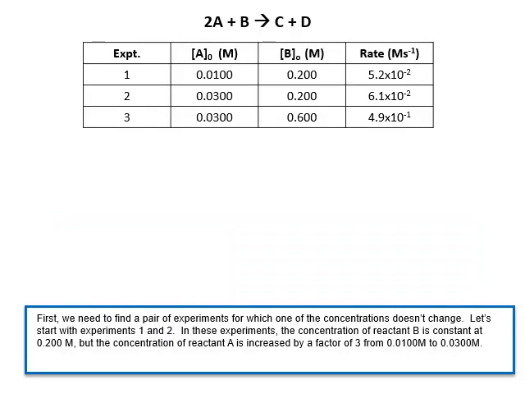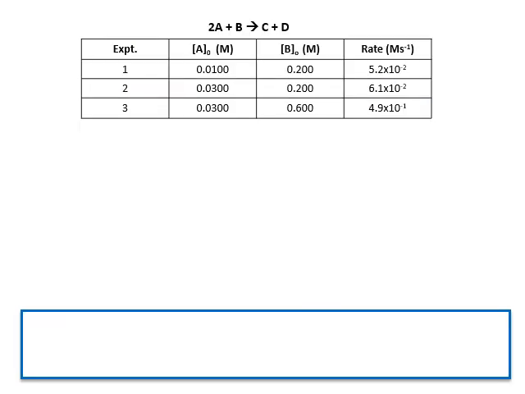First, we need to find a pair of experiments for which one of the concentrations doesn't change. Let's start with experiments 1 and 2. In these experiments, the concentration of reactant B is constant at 0.2 molar, but the concentration of reactant A is increased by a factor of 3 from 0.01 molar to 0.03 molar.